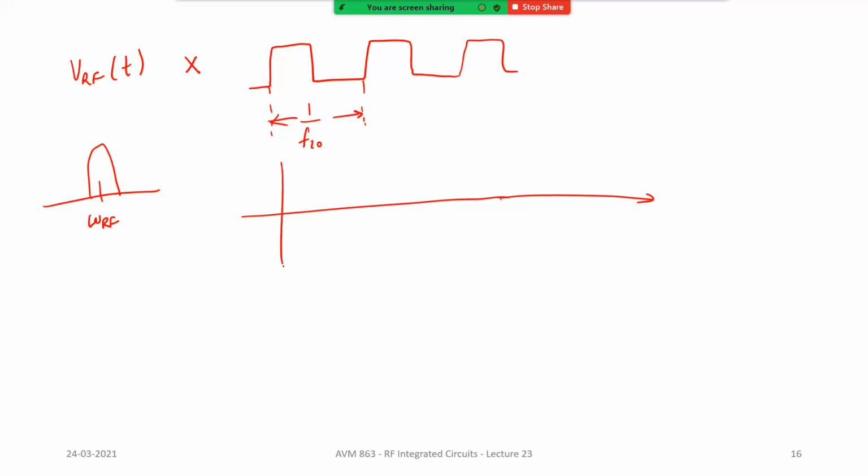FLO and its harmonics, right? So you will have FLO and 2FLO. If you have a 50% duty cycle clock, you will not have the even order harmonics. So if you have a 50% duty cycle, no even harmonics. And you will have minus 3FLO, the amplitude is negative, then you'll have 5FLO, and so on.